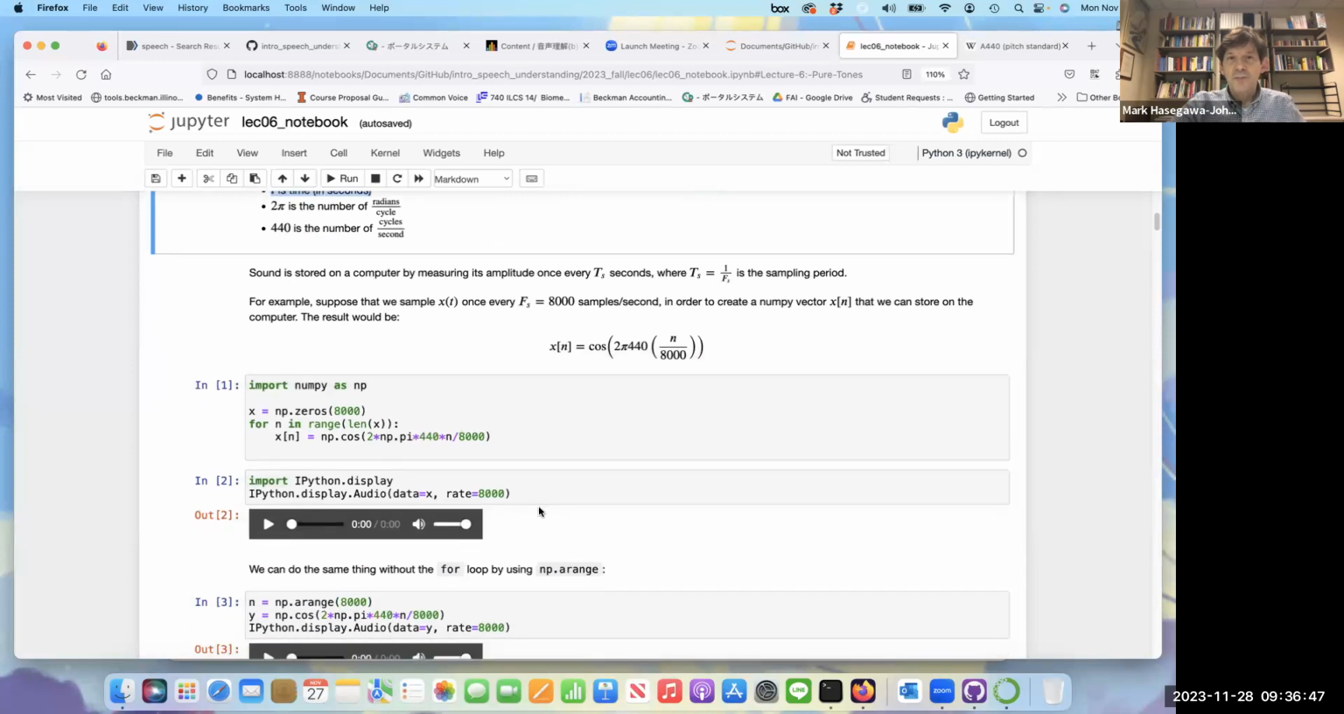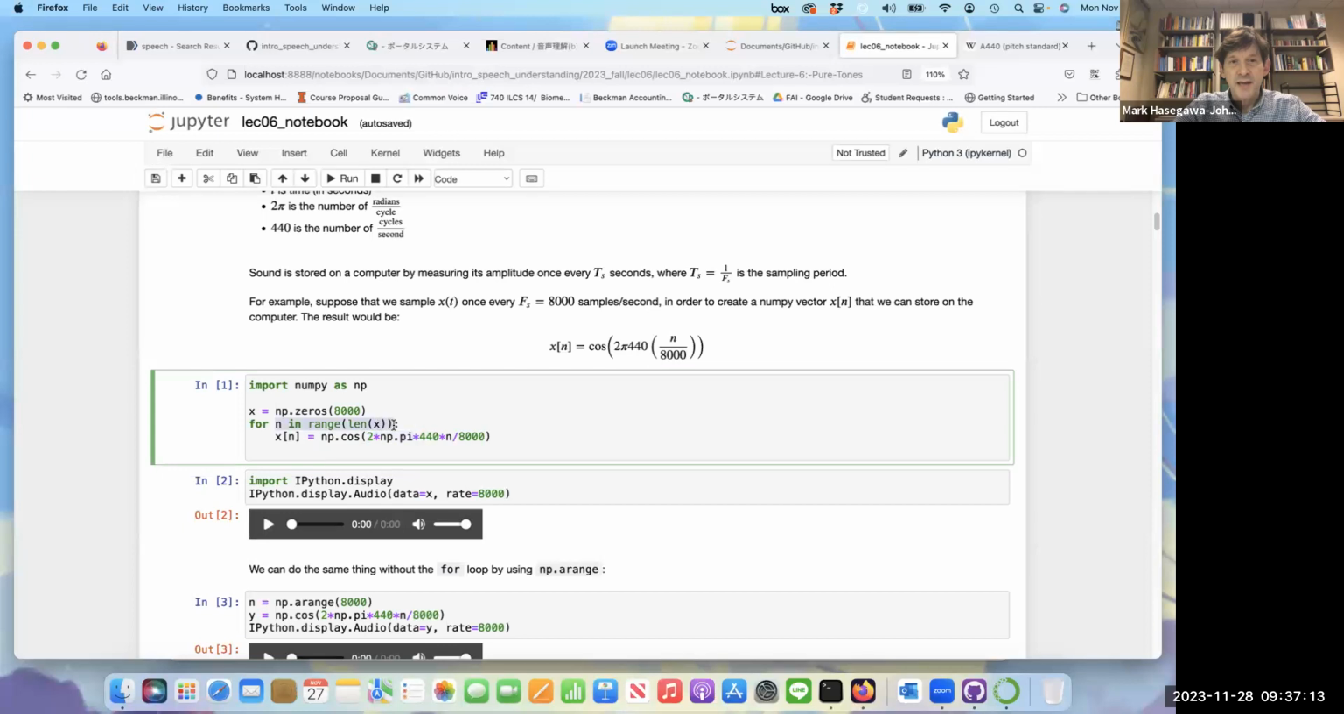Sound is stored on a computer by measuring its amplitude once every ts seconds, where ts, or 1 over fs, is the sampling period. So for example, if we sample at 8,000 samples per second, then we replace t with n over 8,000. So here I have 2 times pi times 440 times n over 8,000.